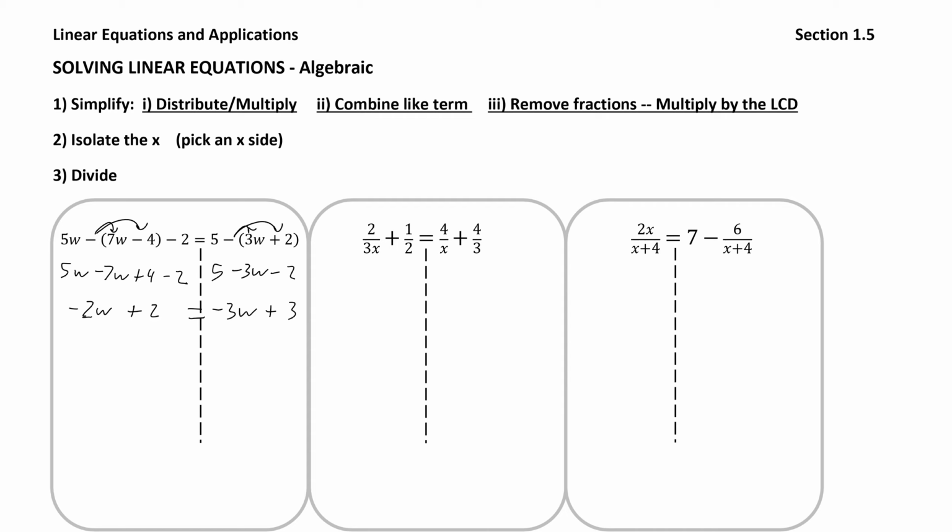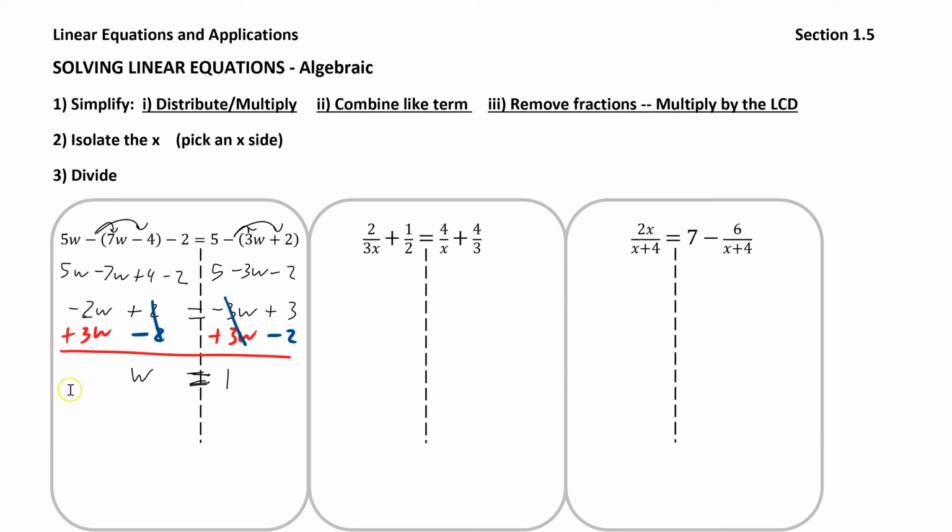Now we can solve. So we need to pick a side. I'm going to move everything over to this side for the w's. Anything that's not a w, I move to the other side. So this way I get w's on one side, non-w's on the other, and there is my answer.